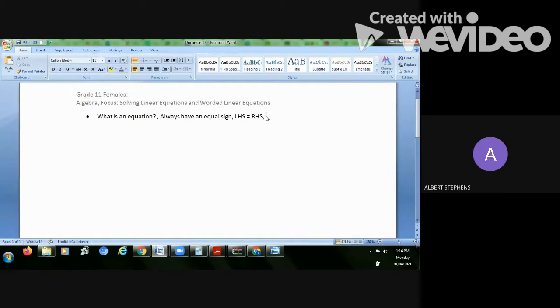And equations must be balanced. What does that mean? The left-hand side must equal the what? The right-hand side. Meaning, if you do something to the left-hand side of the equation, you have to do something to the right-hand side of the equation. So for example, if you have an equation, right?